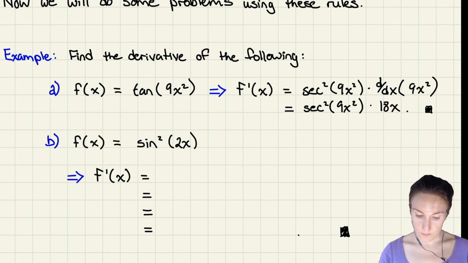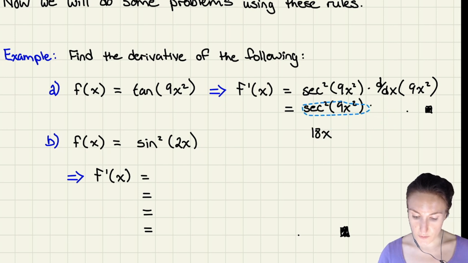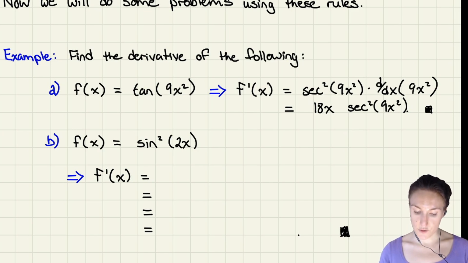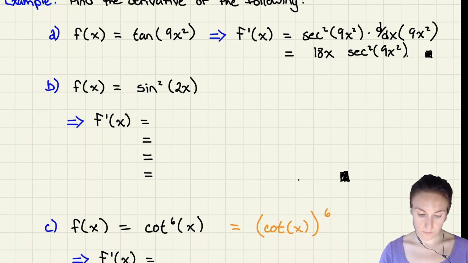Okay, and then you don't have to do this, but I personally prefer to always put coefficients and x's on their own out front. So I'm going to write it as 18x, secant squared of 9x squared. Okay, for the next one.